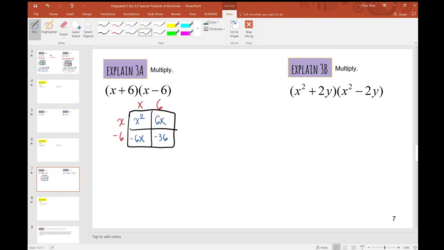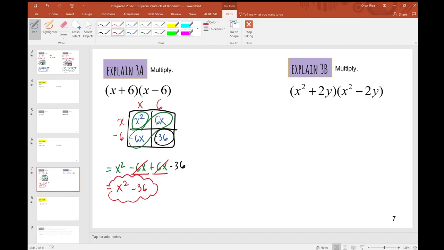Combine like terms. x squared, and we have negative 6x plus 6x, followed by the minus 36. So that's x squared. Negative 6x plus 6x is 0, minus 36. And that's our final answer.